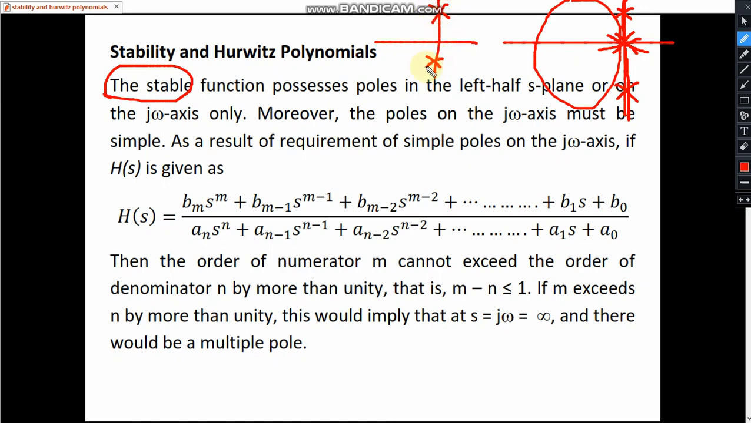Okay, so a system is stable, or we can say stable or marginally stable, if the poles are lying in the left half S plane and if the poles on the j omega axis are simple. Multiple poles on the j omega axis will result in an unstable system. And also if there is any pole in the right half S plane, then also the system will become unstable.